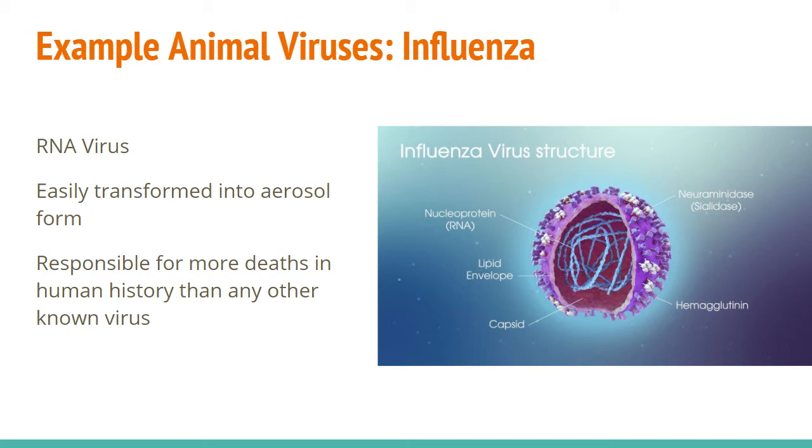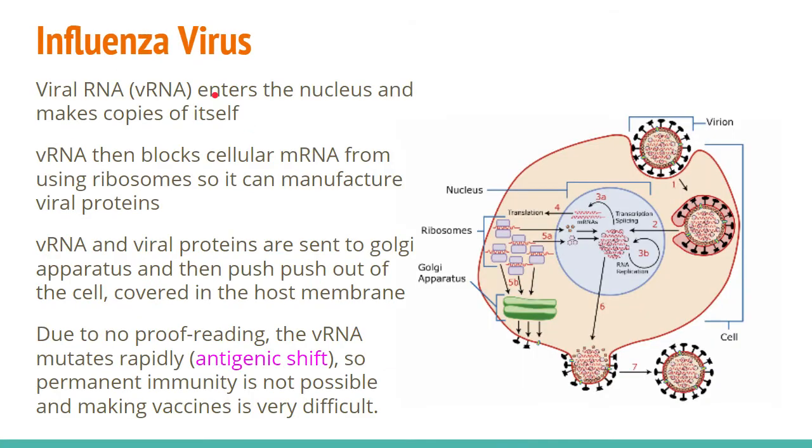It's especially nasty because it's easily spread through the air. And influenza is actually responsible for more deaths in human history than any other known virus. So this is like the number one viral killer of people, to our knowledge. And so how does this work?